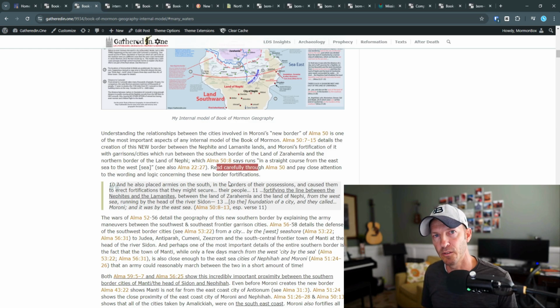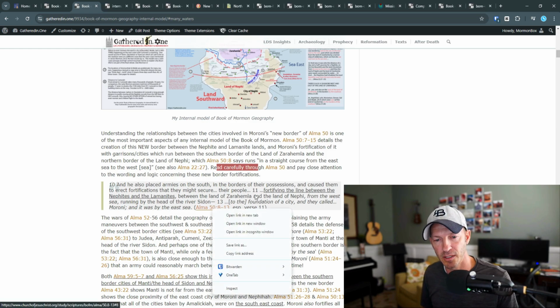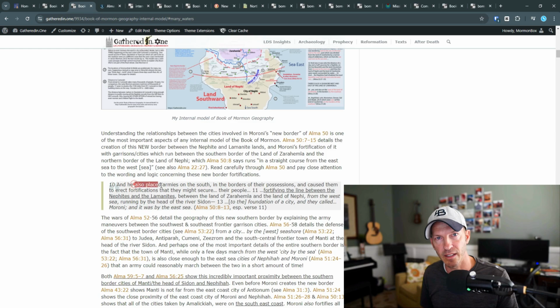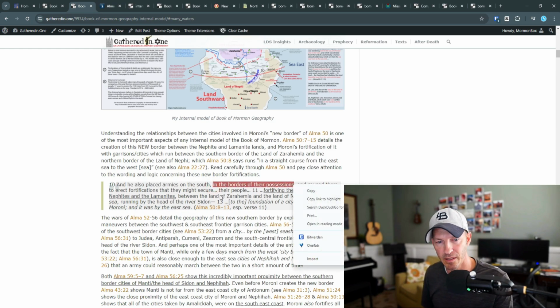Okay, and I'm going to actually go to these scriptures just so you don't think that I am somehow misquoting. But let's start with this, where I've paraphrased the entire section of those 4 verses, so that you really see what's going on. So it says, and we're talking about Moroni here, and he also placed armies on the south, right? South of where? South of Zarahemla. In the borders of their possessions, right? Of the Nephite possessions, of course.